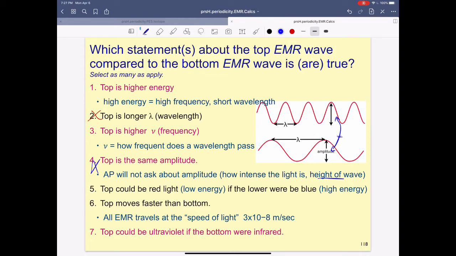If the top were red light, the bottom couldn't be blue light. It would have to be infrared or microwaves. And 6 is making number 5 false. 6 is obviously false because we learned that c, the speed of light, is a constant for all light. And yes, indeed, if the top were ultraviolet, higher energy, the bottom with longer wavelength could be infrared, which would be lower energy.